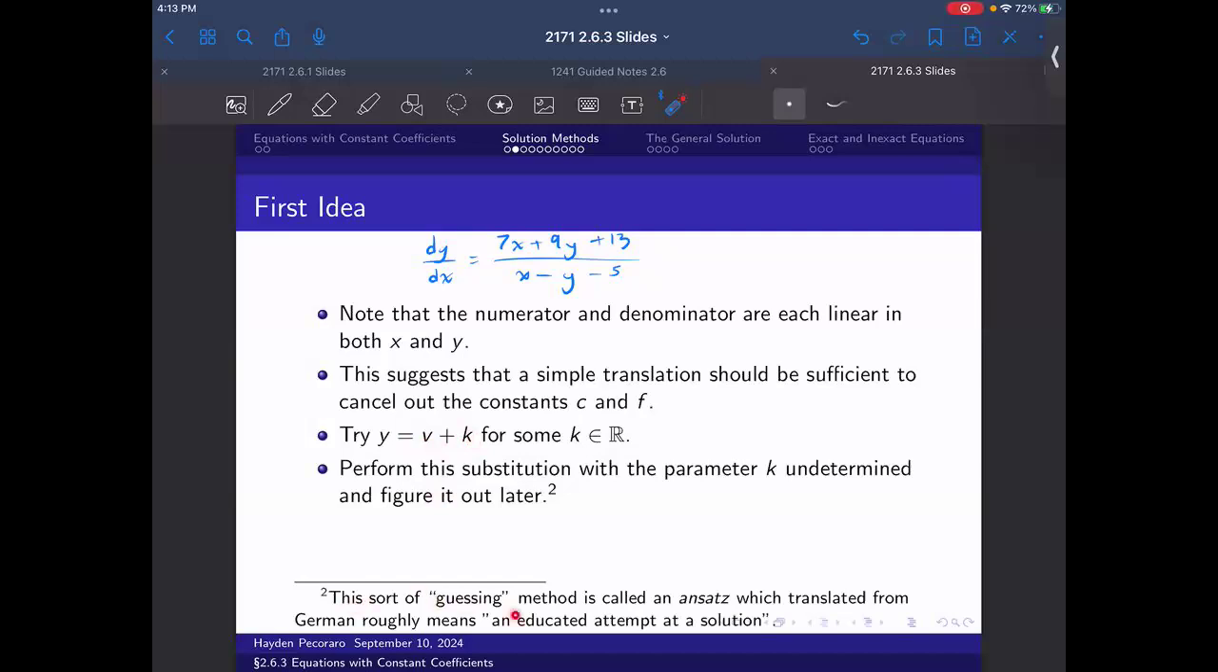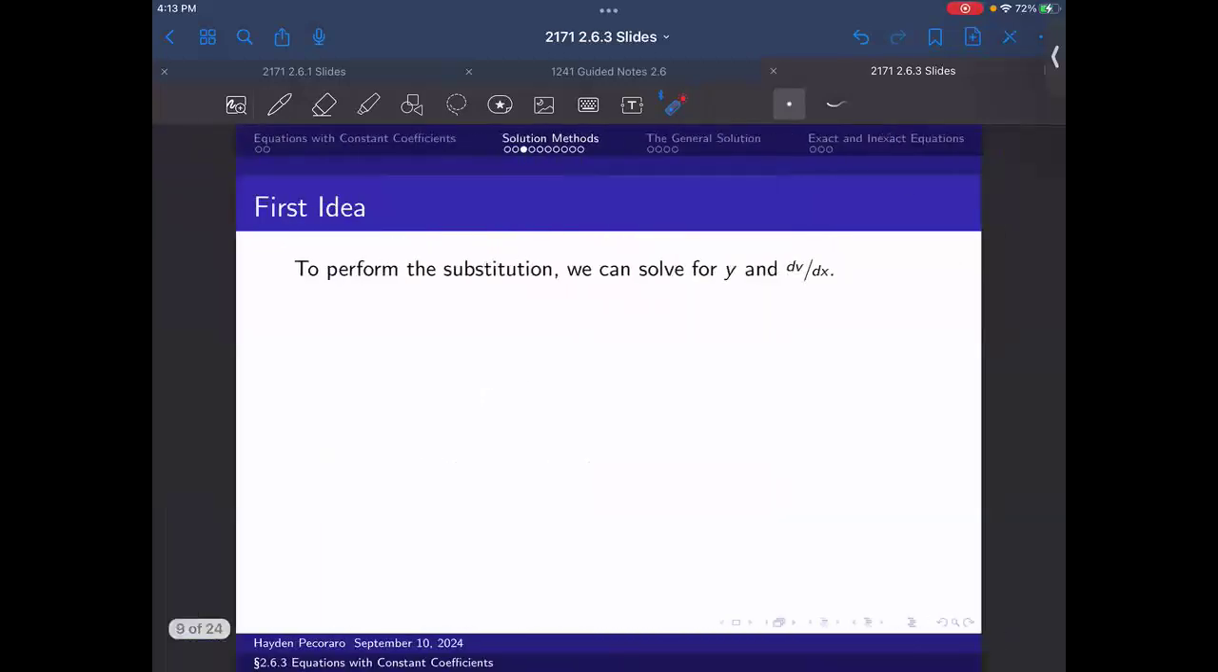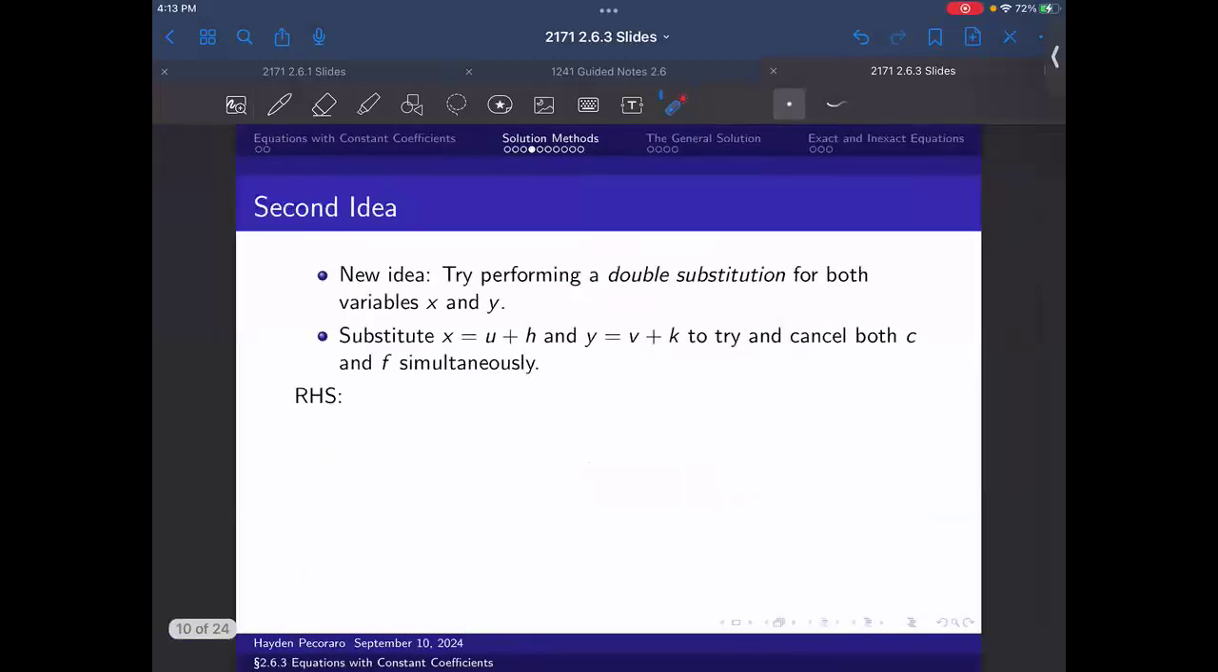And then there's another footnote here. This is a very general technique. It's called an ansatz. It just means making an educated guess at a solution based on some hunch or some prior information that you have already seen before when solving these types of things. So I have a good idea, and I make a guess to see if it works out. All right. So we want to solve for y and dv/dx.